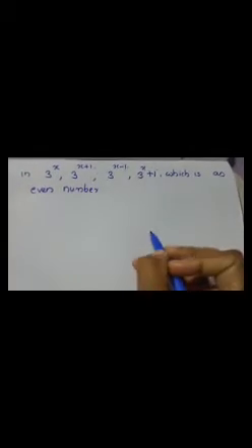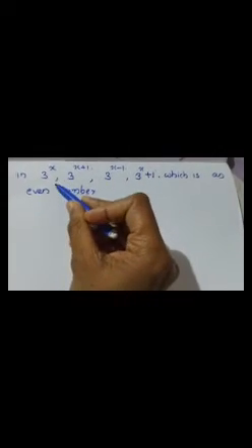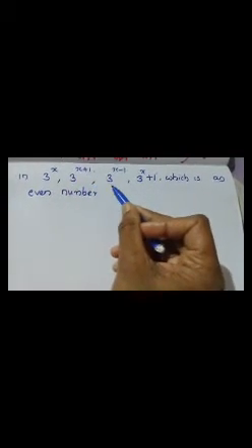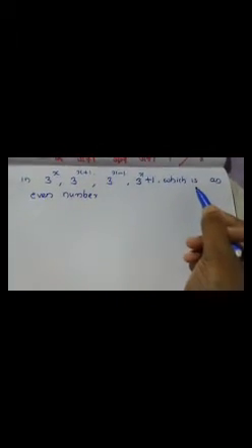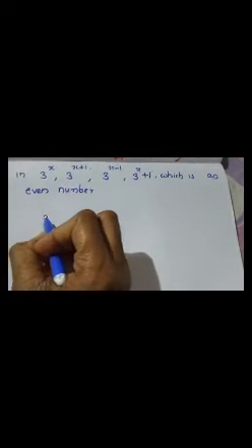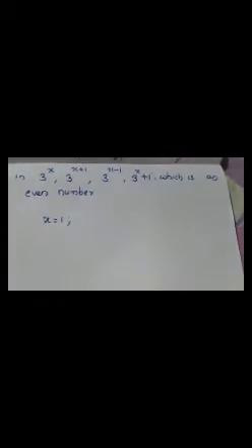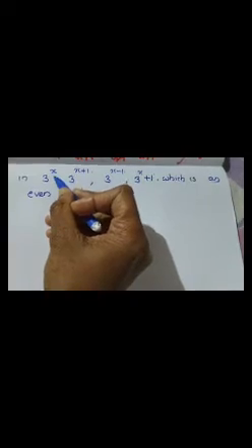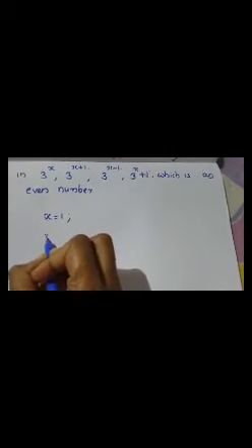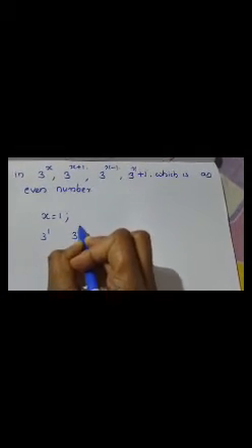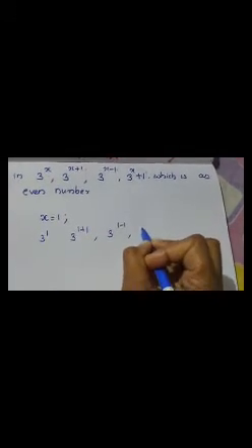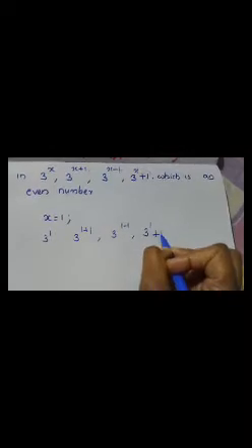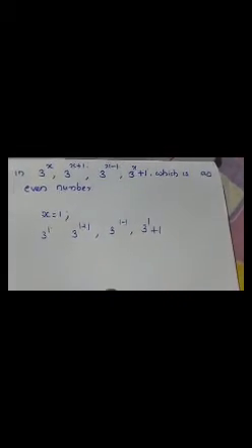This is your next question. If 3 raised to x, 3 raised to x plus 1, 3 raised to x minus 1 and 3 raised to x plus 1, which is an even number? Okay, if I give x is equal to 1, that is the value of x is 1, then 3 raised to 1, 3 raised to 1 plus 1, 3 raised to 1 minus 1, 3 raised to 1 plus 1. Here which is an even number?